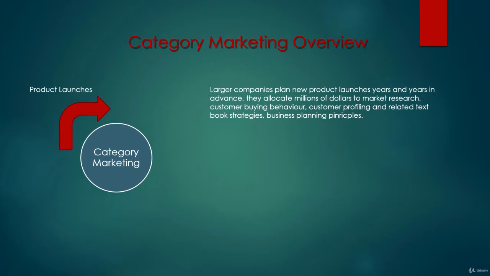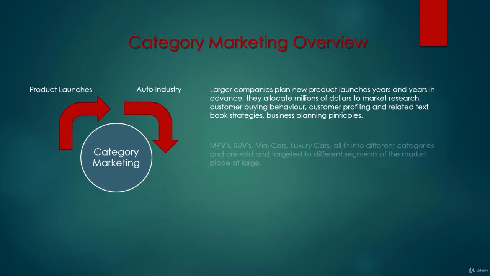So let's take a couple of examples. If you take the auto industry, you have multi-purpose vehicles, sports utility vehicles, your BMWs, you've got Jeeps, you've got mini cars, you've got luxury cars. All these types of cars fit into different categories within the car market. So if someone says to you, I'm going to buy a car, the next question you say is, what kind of car are you going to buy? Is it a big one? Is it a small one? Is it a $5,000 car, or is it $100,000?